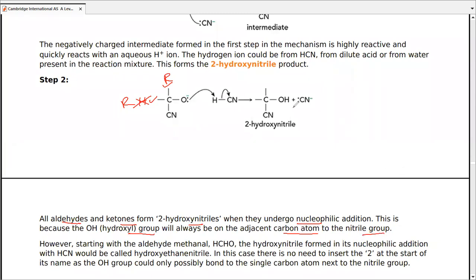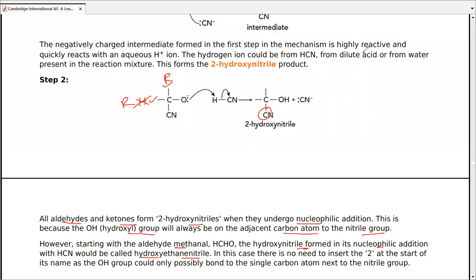Remember, don't forget, because of the nitrile, the number of carbon atoms in the chain would now be one step greater. Whenever you use nitrile, the length of the chain increases by 1. Okay, I hope you get it. Now, starting with the aldehyde methanal, the hydroxynitrile formed in a nucleophilic addition will be hydroxyethane nitrile.